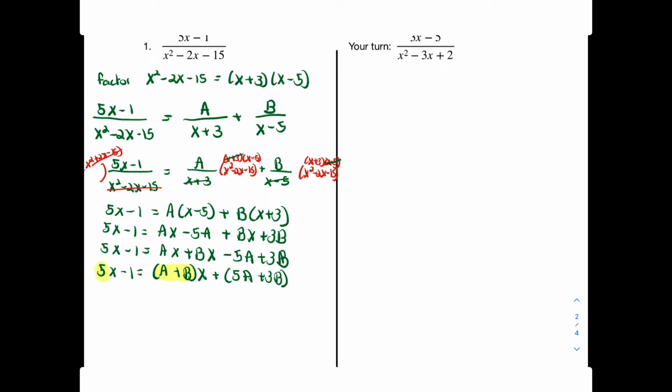So what you want to do is make a system of equations. This is where partial fraction decomposition ties into our systems unit. So I'm going to write a system and say, okay, the coefficient of the x term on the right-hand side is A plus B, and on the left-hand side the coefficient is 5, so we set those equal together. Same thing for our constant. On the right-hand side, our constant is negative 5A plus 3B, and that is equal to my constant on the left-hand side, which is negative 1. Now you have a system of equations.